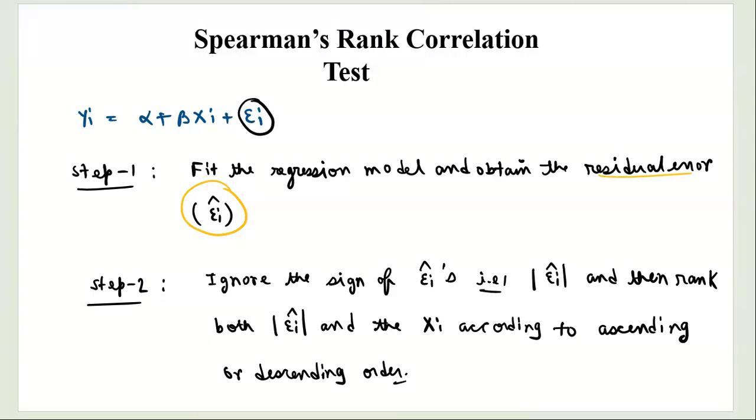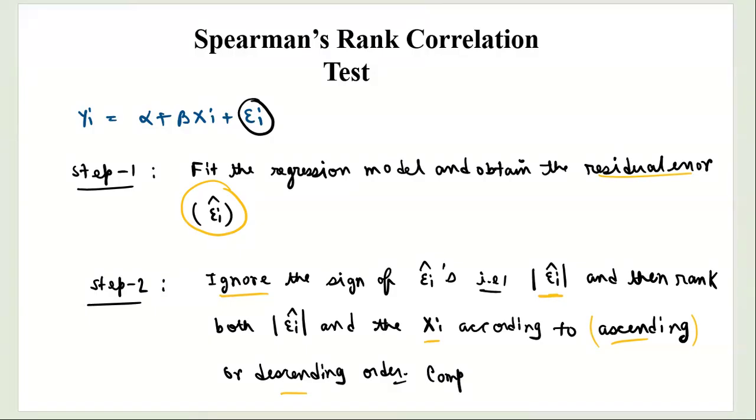And then in the next step, ignore the sign of the residual. Residual can be both positive or negative. The second step says ignore the sign of the residual. So find out the mod value of that and then rank not only this absolute value of residuals, but also the independent variables according to either ascending order or descending order. We usually consider ascending order. So in our example, we will arrange it into ascending order.